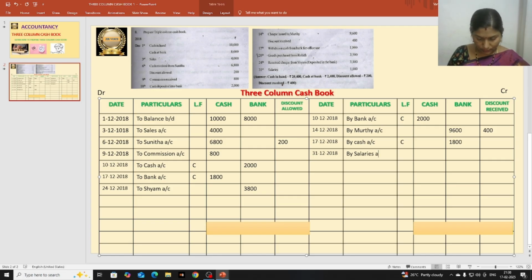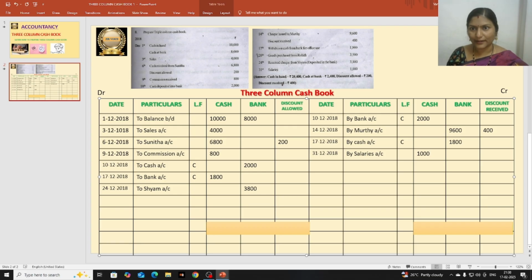Salaries account. Where we put the amount, they did not mention whether they are paying by check or cash, so we are going to record it in the cash column. If they don't mention anything, we will assume that it is made by cash only. Salaries are paid by cash only. If it is by check, clearly they will mention that salaries are paid by check. So they did not mention anything, so we have to record in the cash column. How much? 1000 rupees.